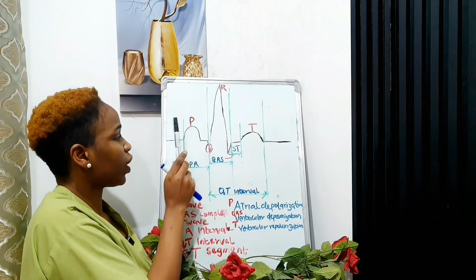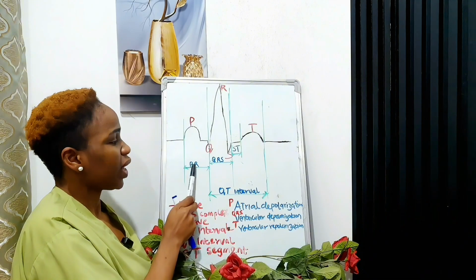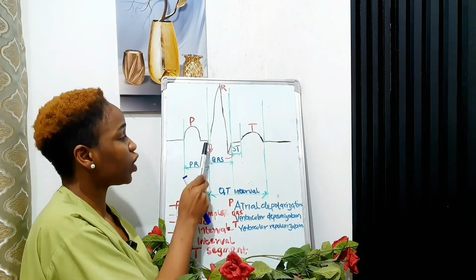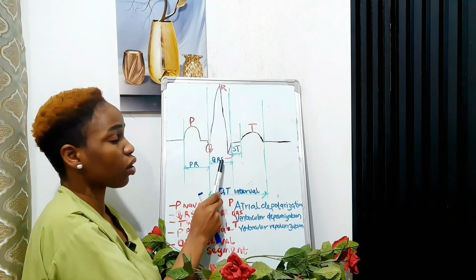So we have the P wave, this is the QRS complex, this is the T wave. Then the PR interval starts from the beginning of the P wave to the beginning of the Q in the QRS complex. This is just the QRS complex, okay?